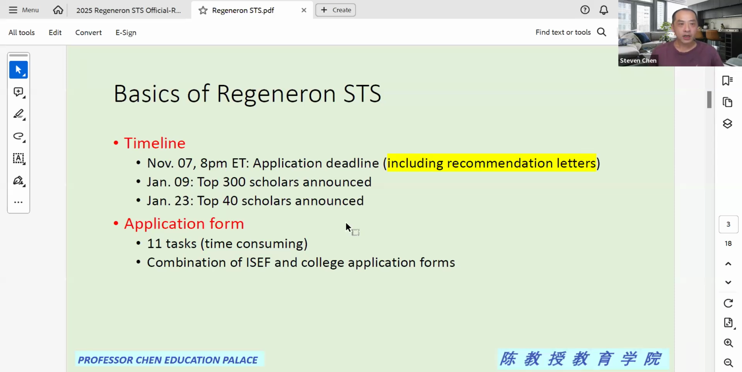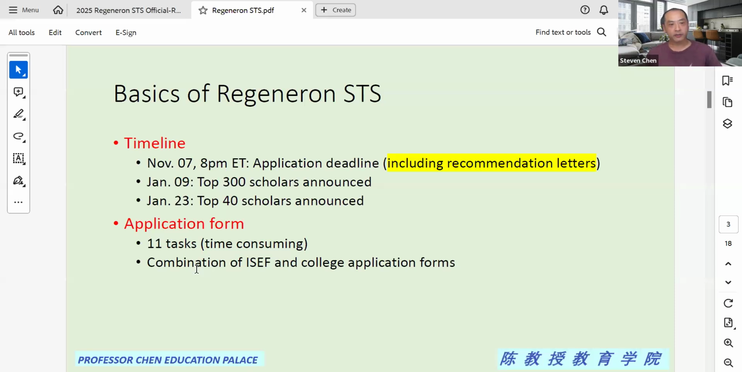Okay. The next basic information is about the application form. Applying to Regeneron STS is not so trivial. There is a lot of work to do. You have a chance to create your account. You'll see that there are 11 tasks to do. So it's very, very time consuming. But the good thing is, you don't have to prepare your Regeneron STS application form separately from your college applications. That is something I will talk about in a moment.